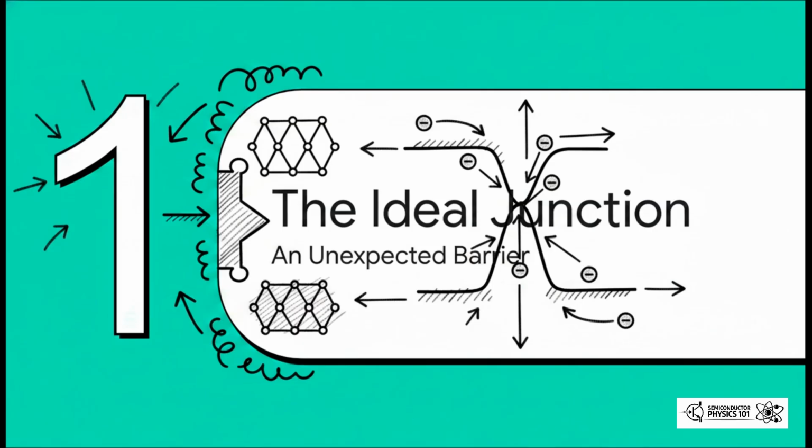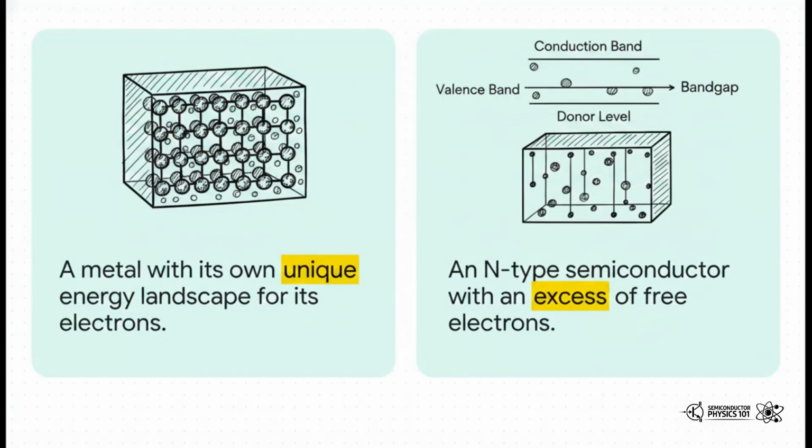We're going to build a flawless model of this junction. And what we're about to find? It's probably not what you'd expect. So before they even touch, we've got our two separate players. On the left, we've got a metal, and on the right, an N-type semiconductor, which has basically been tweaked to have a bunch of extra free electrons. As you can see from these diagrams, they each have their own unique energy landscape.